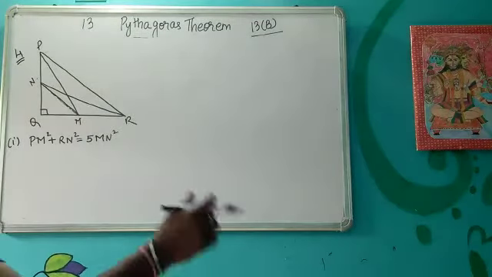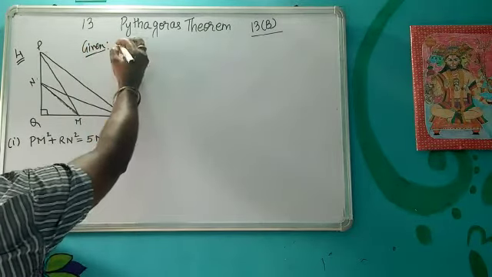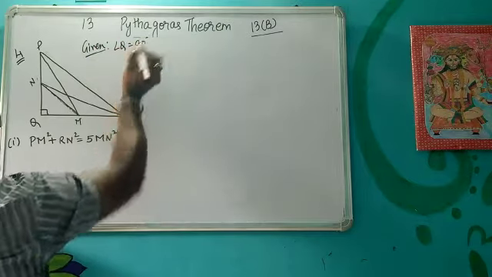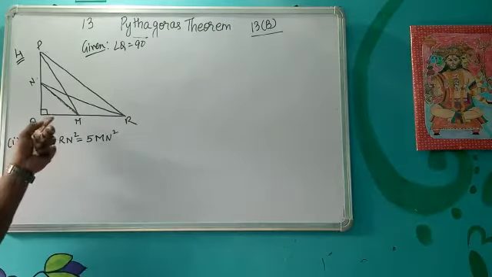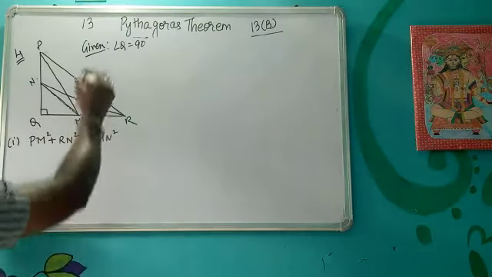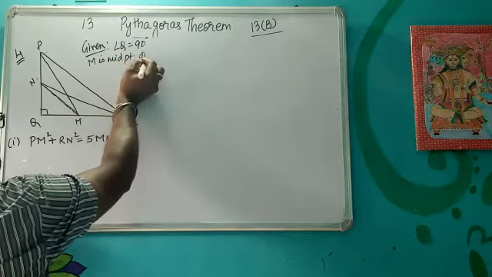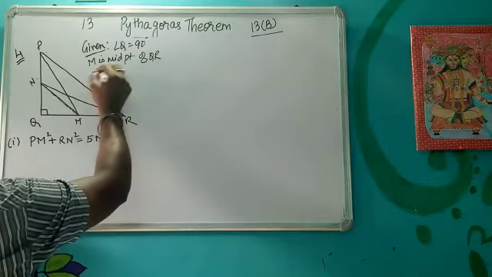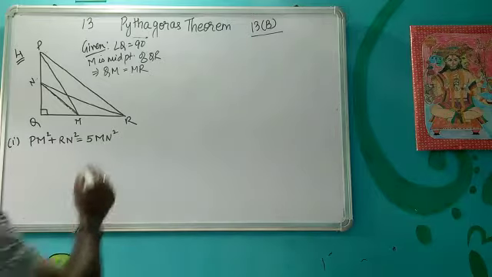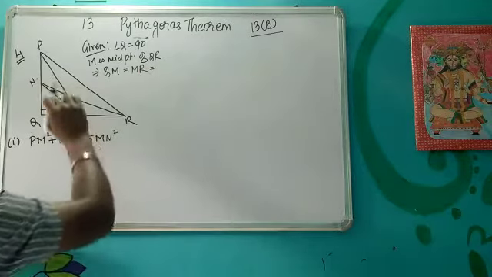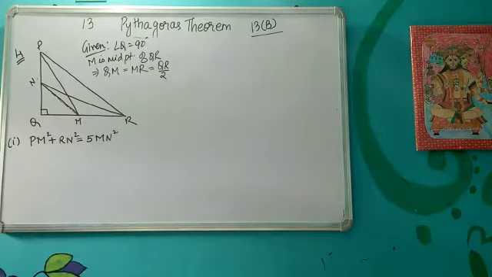So in this question, what is given? Let's write the given things first. It is given that angle Q is 90 degrees. Then it is given that M and N are the midpoints. So M is the midpoint of QR. That means QM equal to MR, and also we can write QM equal to MR equal to QR upon 2. Okay, this information we will use.